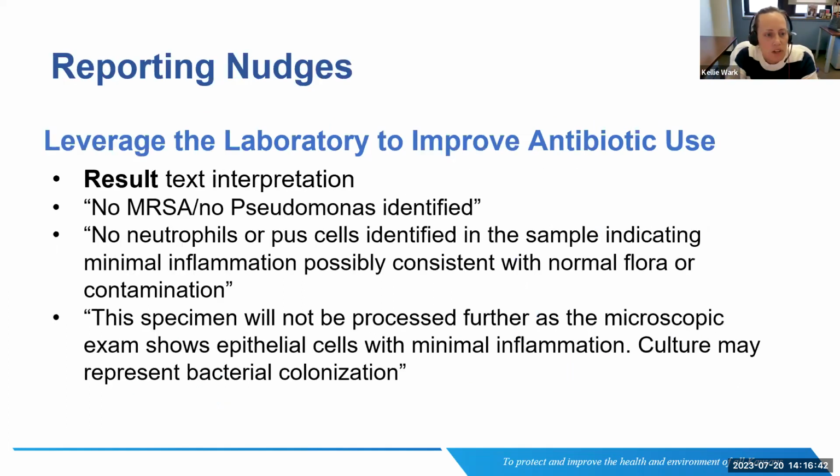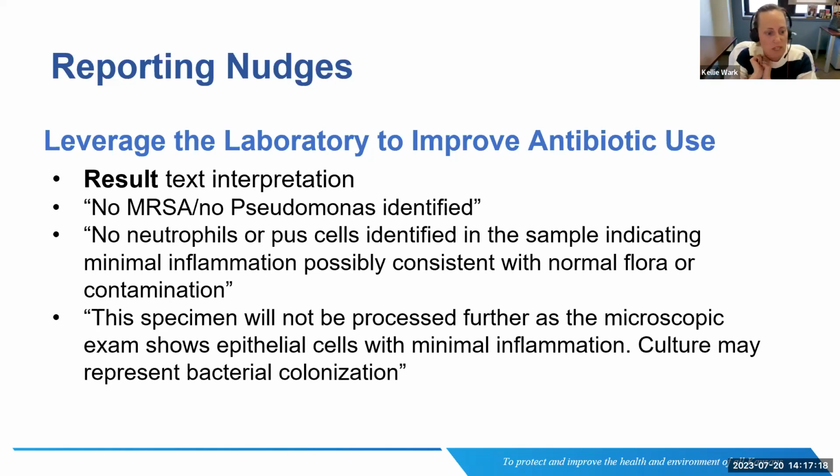So this would be an example of a micro reporting nudge. As I mentioned, putting something like no MRSA or no Pseudomonas, so that providers eliminate those antibiotics, don't feel pressure, and can de-escalate off of those. Another example would be to put something like, there are no neutrophils or pus cells identified in the sample, indicating minimal inflammation, possibly consistent with normal flora contamination. So we're not seeing the white blood cells, so this is not looking like there was a lot of inflammation going on, and subsequently probably not infection.